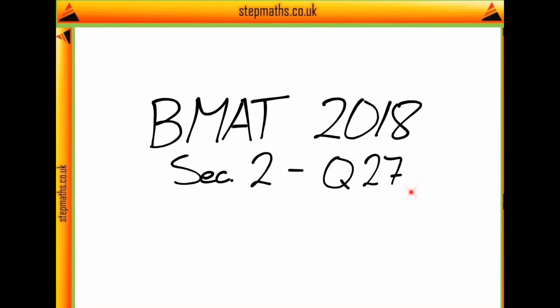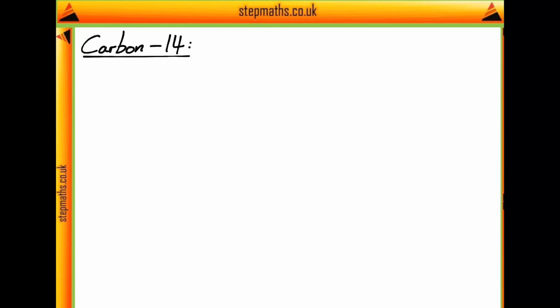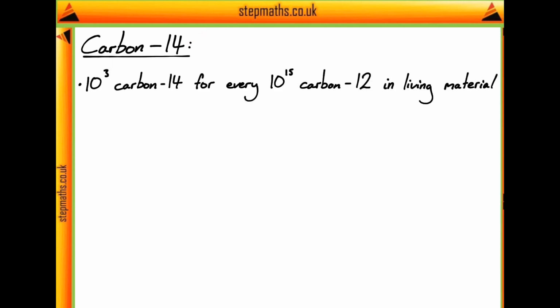Here we're going to look at question 27 from section 2 of the BMAT 2018 paper. In this question we're told some things about carbon-14 and radioactive decay. First of all, we're told that we have 10^3 carbon-14 atoms for every 10^15 carbon-12 atoms in living material.